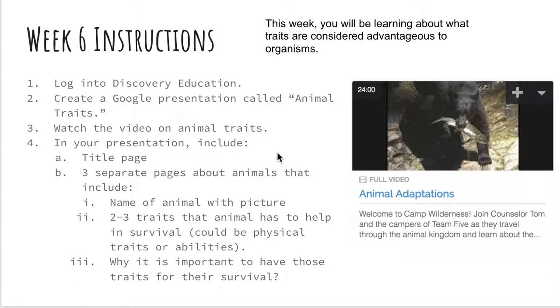Welcome back to our last week of Life Cycles and Traits, our third grade unit in science. This week we're going to be wrapping things up and really looking at how animals have adapted to their surroundings, which could include you. Remember, you're an animal as well.